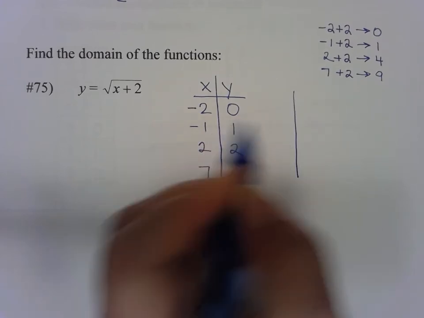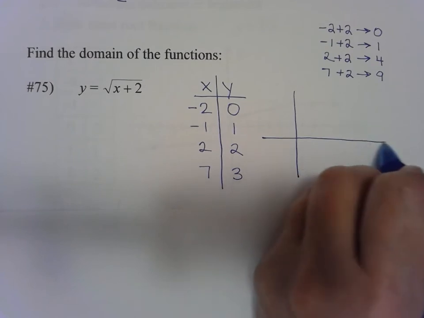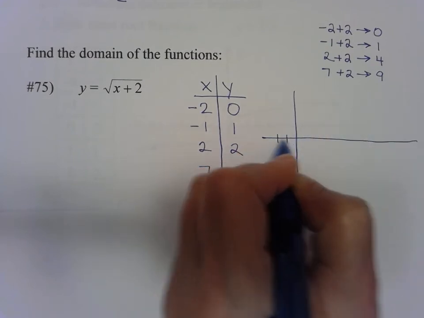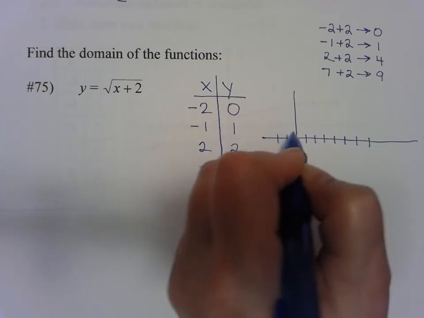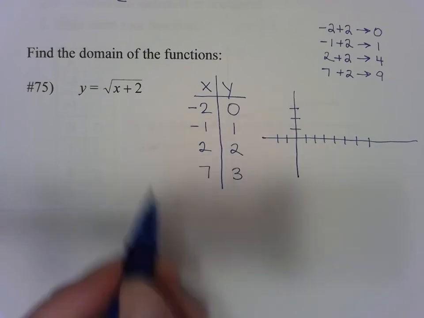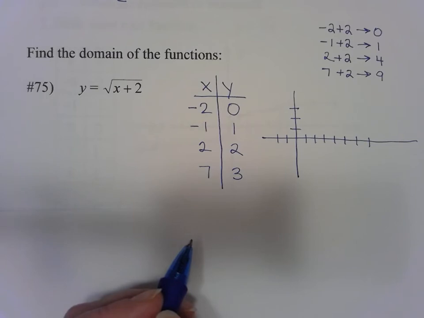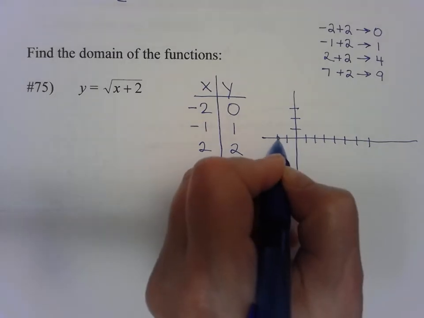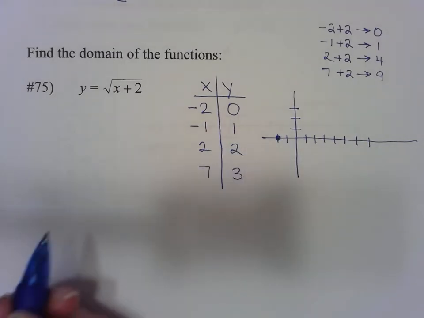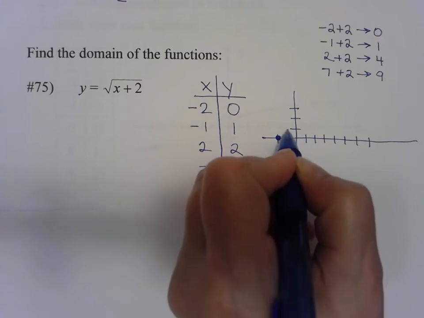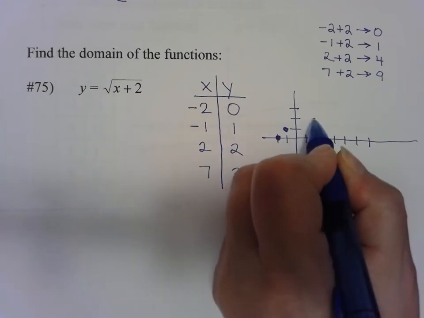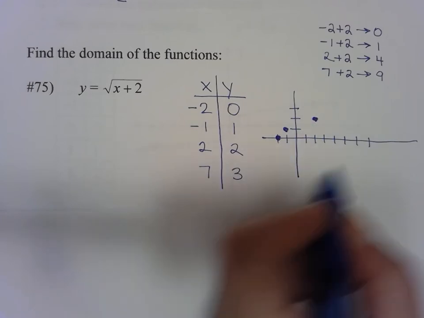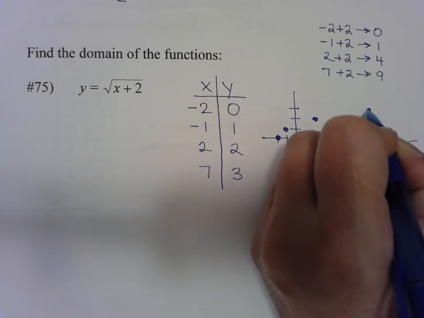So if we were to graph that, this time my starting point is at -2, 0. I have a point at -1, 1, 2, 2, and 7, 3.